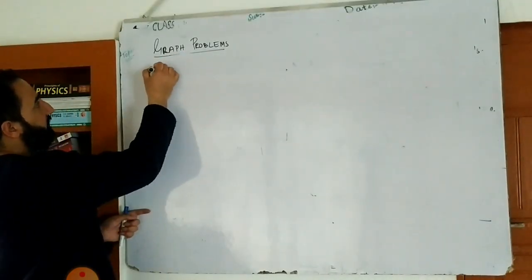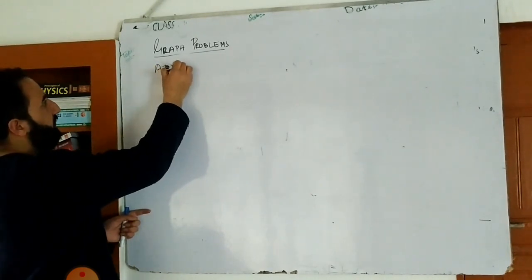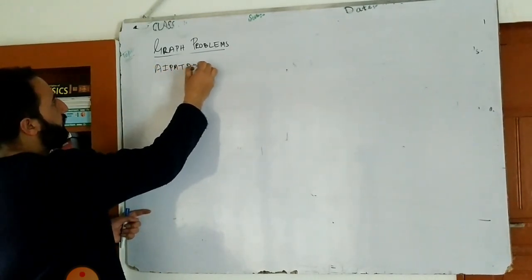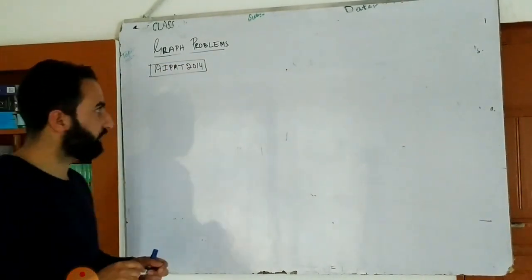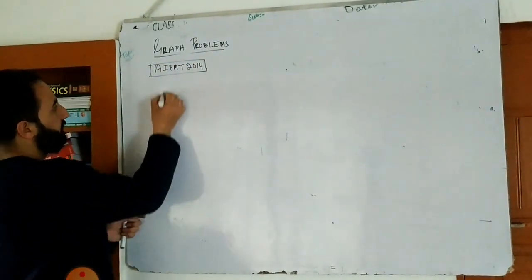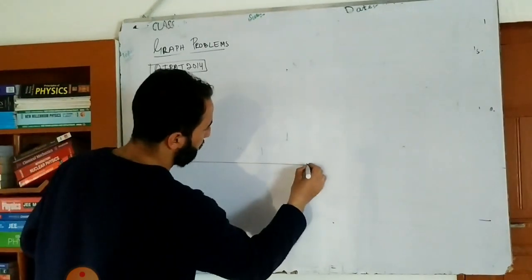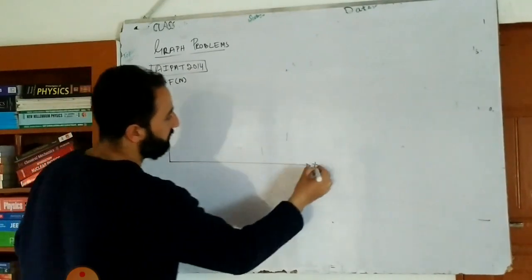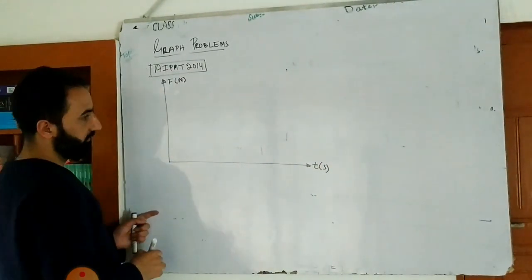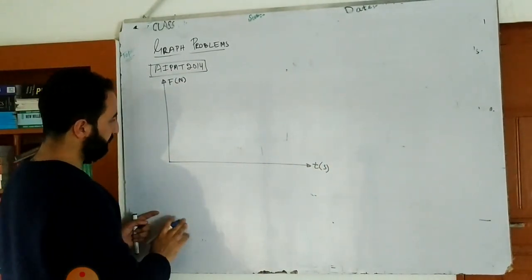So the example is like this. Force is given, this is asked in AIPMT 2014. The force versus time curve is given to you here, T versus F. Force is given in Newton and time is given in seconds. Then the curve is like this.